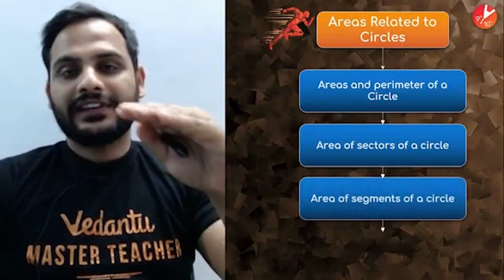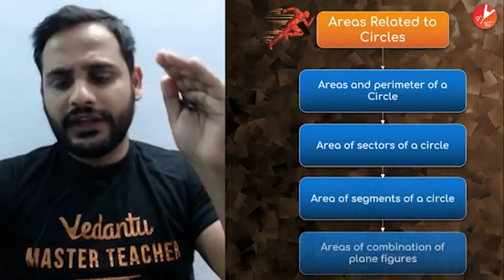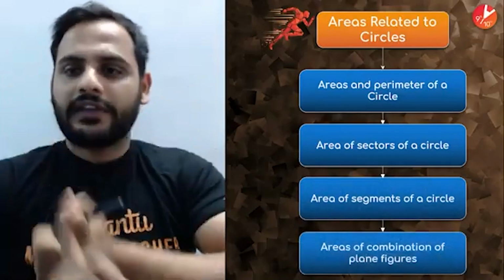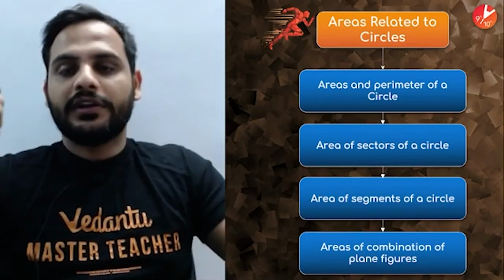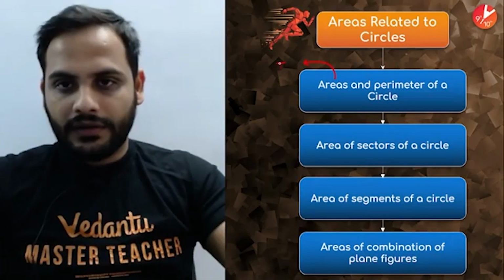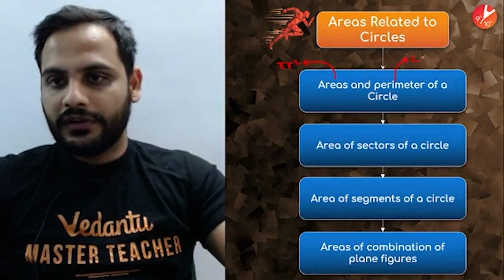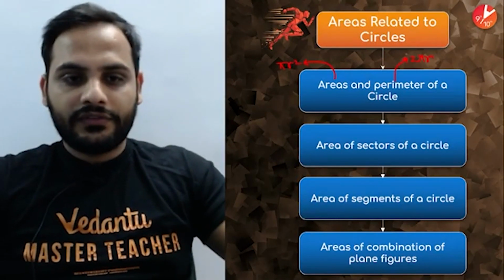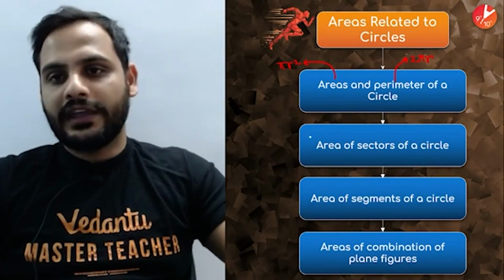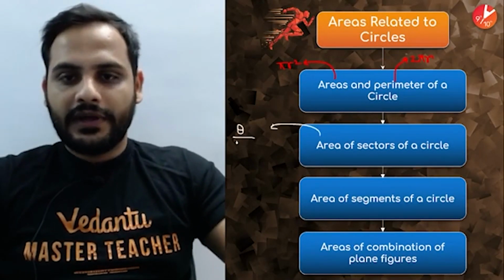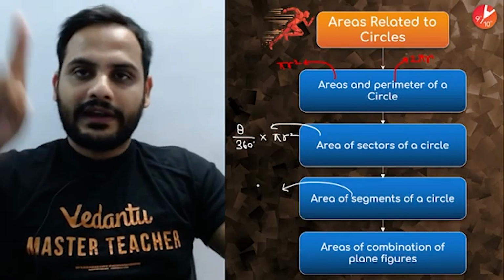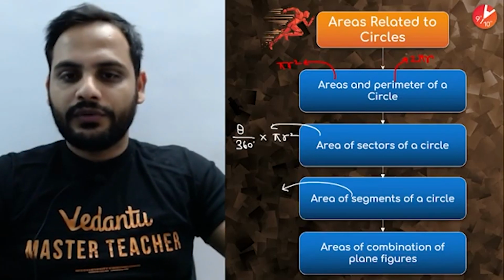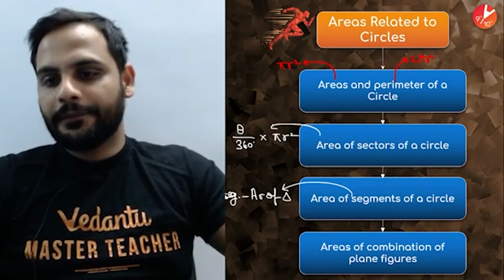We have revised each and every topic of your term one, and today in areas related to circles, we have area and perimeter of a circle. We know the formula: area of a circle is pi r square, perimeter is 2 pi r. Then areas of sectors of a circle. Remember, the area of a sector is theta by 360 into pi r square. For the area of a segment, remember that extra triangle area we need to remove, so area of sector minus area of triangle.